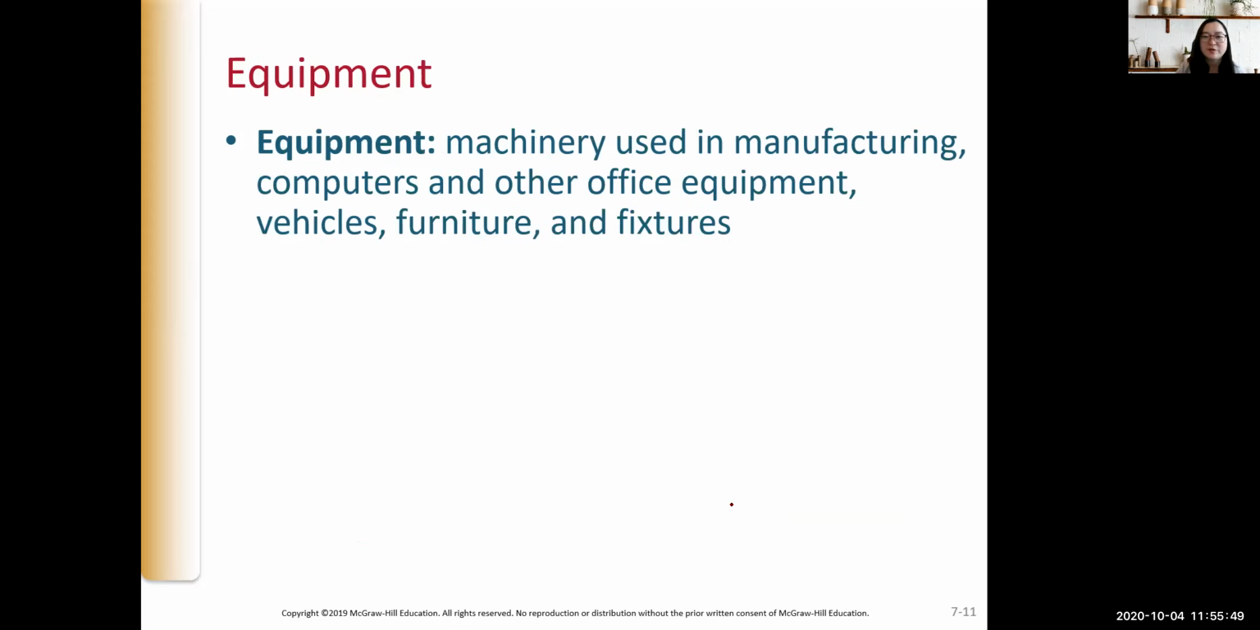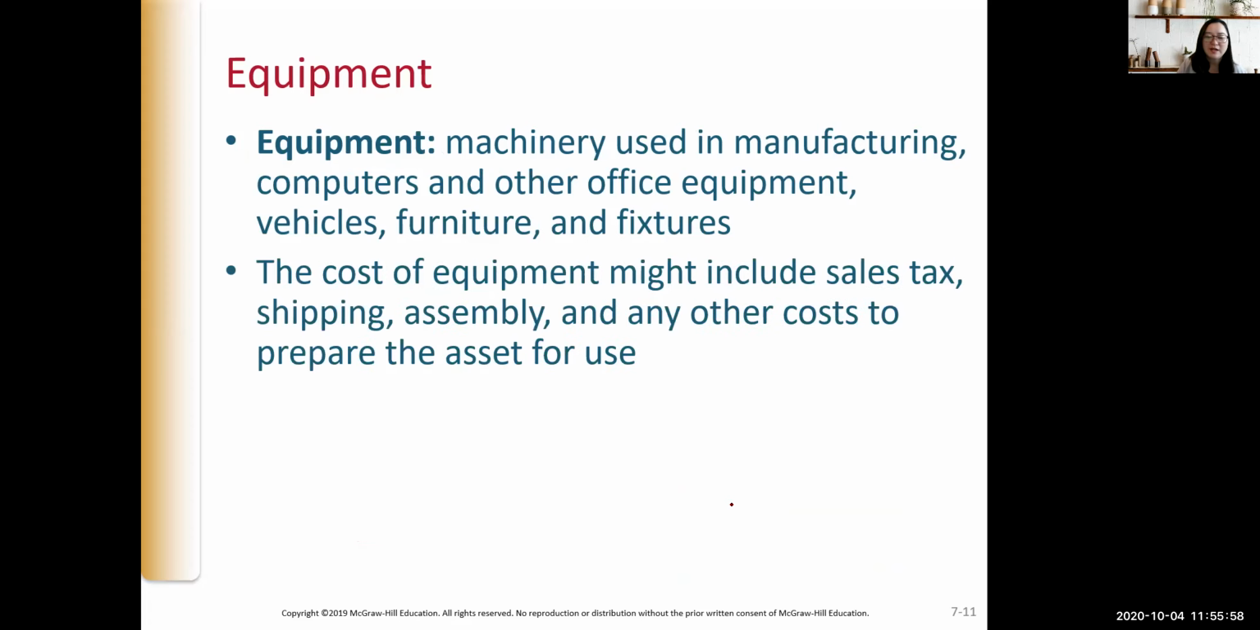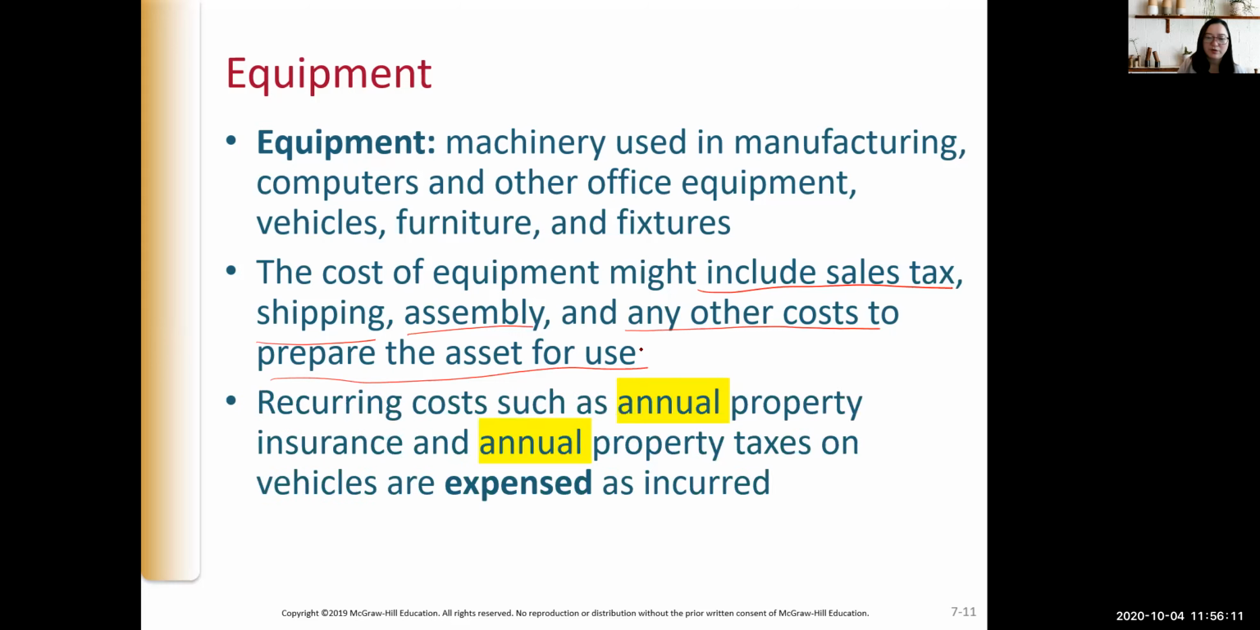Equipment. So equipment is machinery used in manufacturing, or computers, other office equipment, vehicles, or furniture, right? And the cost of equipment, as always, needs to include sales tax, shipping fees, assembling fees, and any other costs associated with preparing that asset for usage. But we have to remember that recurring costs such as annual property insurance or annual property tax on the vehicle are expensed as incurred.